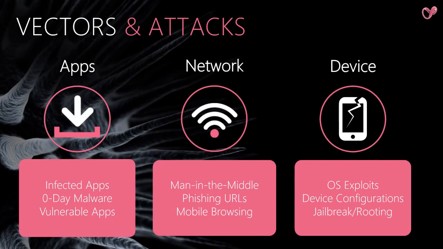And then the device. According to surveys, more than 70 percent of mobile phones are jailbroken or compliance-failed phones, or have OS-related exploits. So we need to check all three vectors: the applications, the network, and the device.